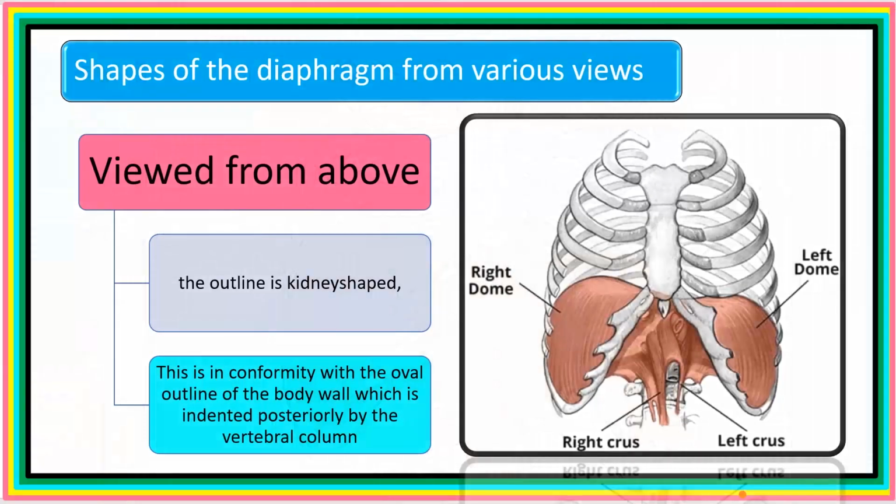The next shape we'll consider is the appearance of the diaphragm when viewed from above. So when this is done, it will give us a kidney shape. So this is as a result of the vertebral column that is seen posteriorly, and this is in conformity with the oval outline of the body wall, which is indented posteriorly by the vertebral column.